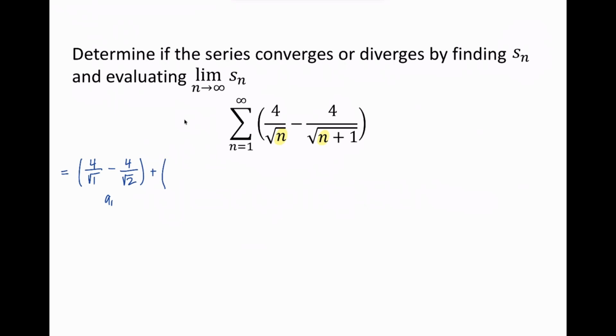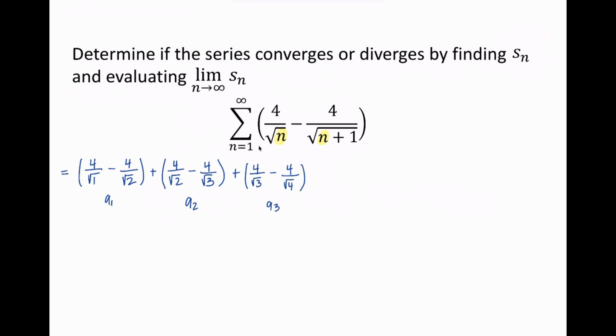Then we'll substitute in 2. So 4 over the square root of 2 minus 4 over the square root of 2 plus 1. So the square root of 3. This is a sub 2. And then we'll substitute in 3 next. So we're going to have 4 over the square root of 3 minus 4 over the square root of 3 plus 1. So over the square root of 4. So this is a sub 3.